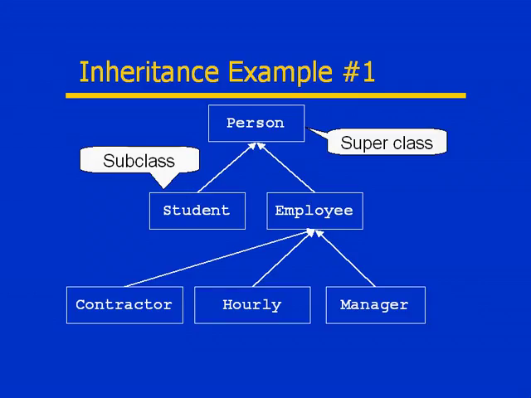This diagram depicts a class hierarchy which I will use to illustrate several examples of inheritance. This class hierarchy begins with the base class person. The person class represents a basic person.